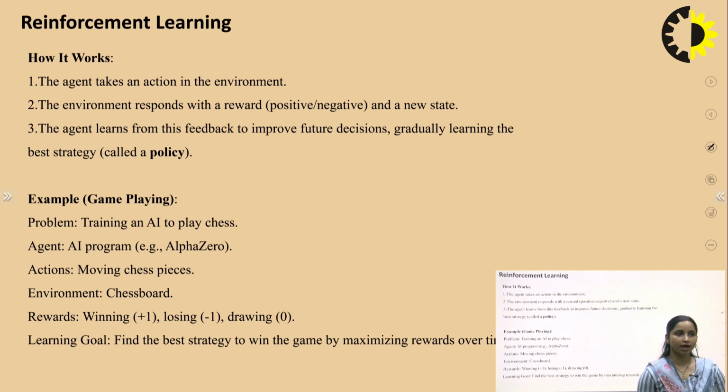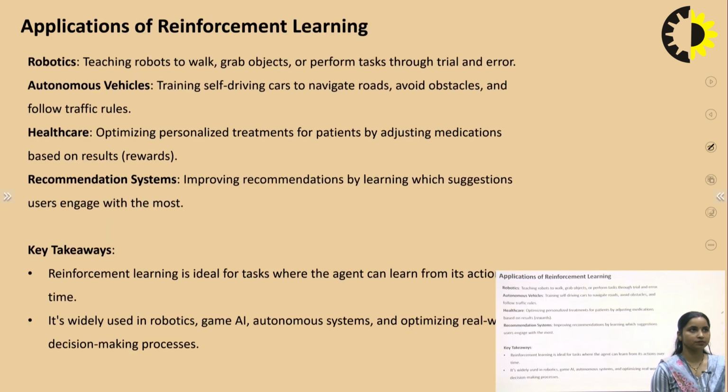What will be the environment? The chessboard will be the environment. And what will be the rewards? If it is winning, +1. If it is losing, -1. If it is a draw, then 0. So these are the rewards. See here, we can clearly see that the rewards may be both positive and negative. And what is the learning goal? The learning goal is to find the best strategy to win the game by maximizing rewards over time. So it was the best example of reinforcement learning, easy to understand.